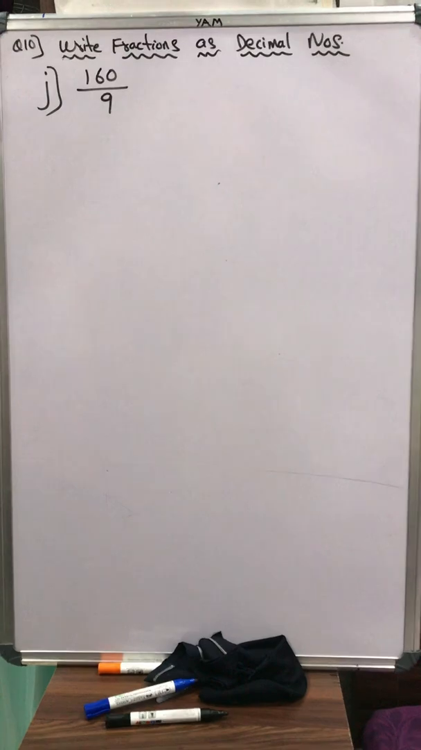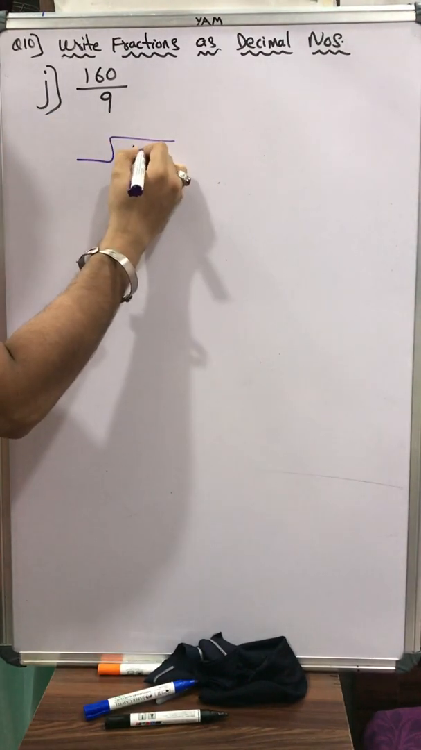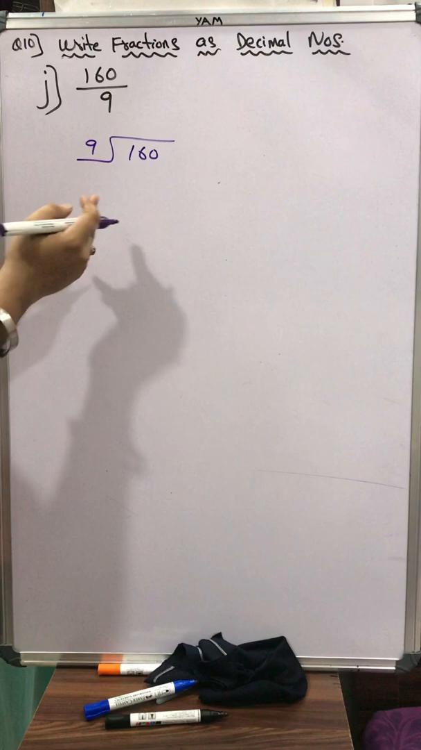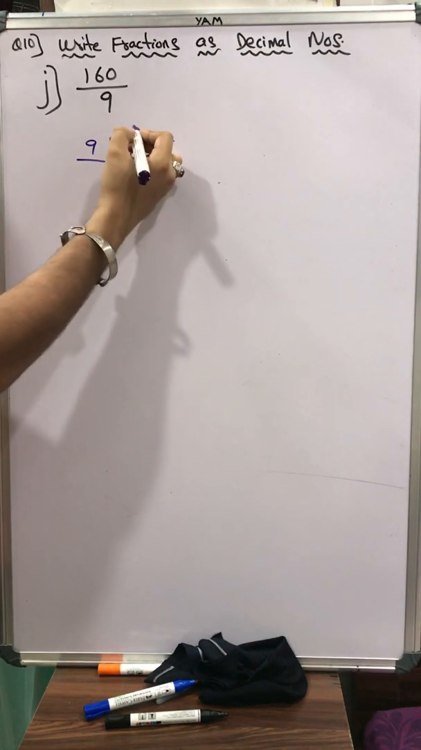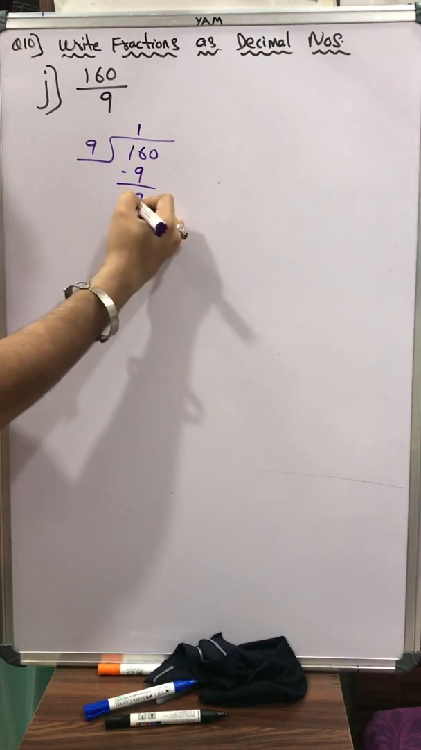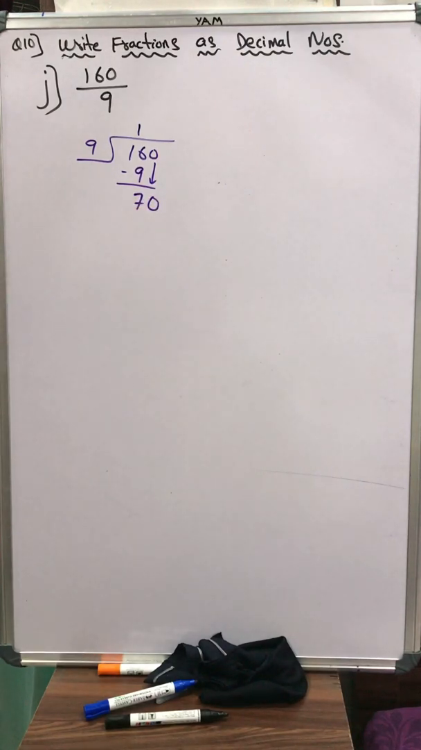The next sub-question J is 160 upon 9. Let's do it. 160 divided by 9. Now we have to go with the 9 times table. 9 ones are 9, 9 twos are 18, but it is 16 if we see the first two digits. So I'll just take 9 ones are 9. I'm left with 7 here, and this 0 comes down, so it becomes 70.